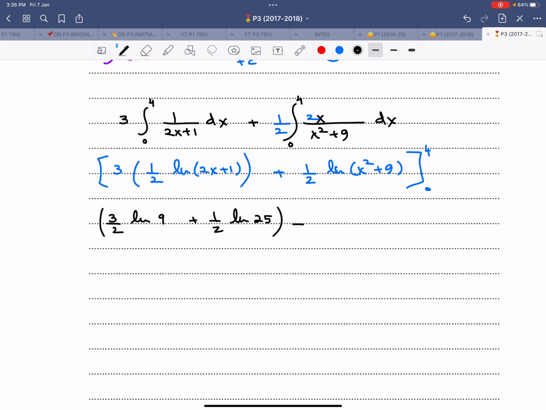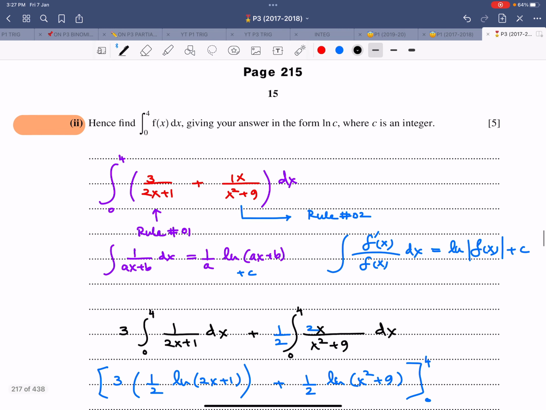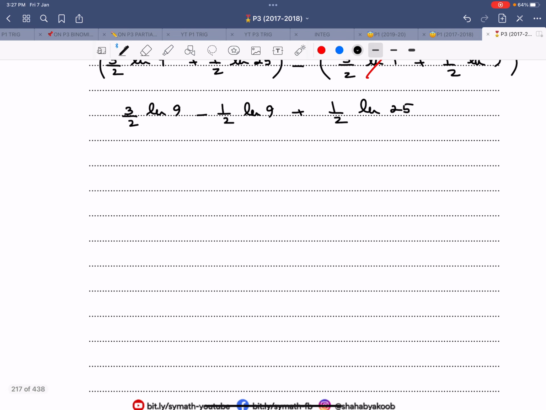Double check. Minus 3 over 2 ln 1 plus half ln 9. Now, the good thing is ln 1 is 0. So what am I left with? 3 over 2 ln 9 minus half ln 9 plus half ln 25. Now what I can do is that, let me see what is the format that I need the answer in. In terms of ln. So let me first simplify these two. 3 over 2 minus half. This is ln 9 plus half ln 25.